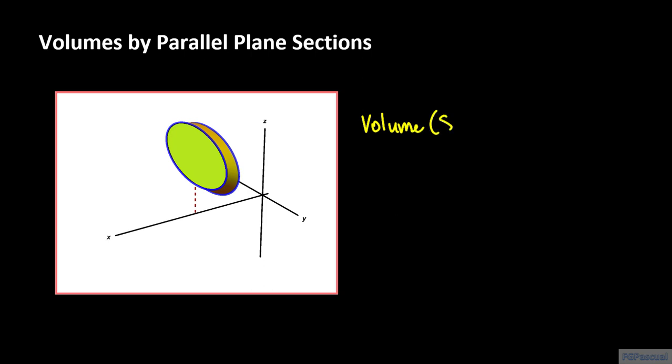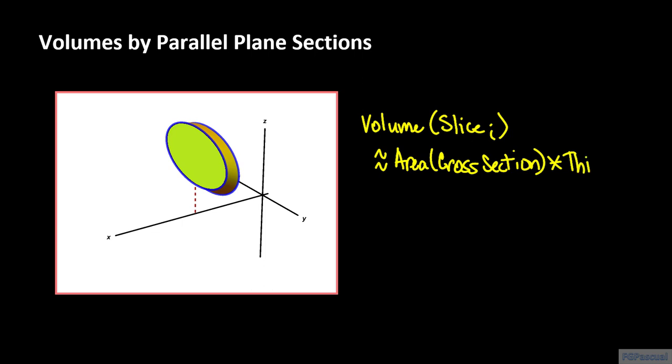If the thickness of the slice is quite small, then the volume of the slice is approximately equal to the cross-sectional area times the thickness of the slice. By the way, we are measuring the thickness of the slice in the direction perpendicular to the cross-section. In this case, this direction is parallel to the x-axis.